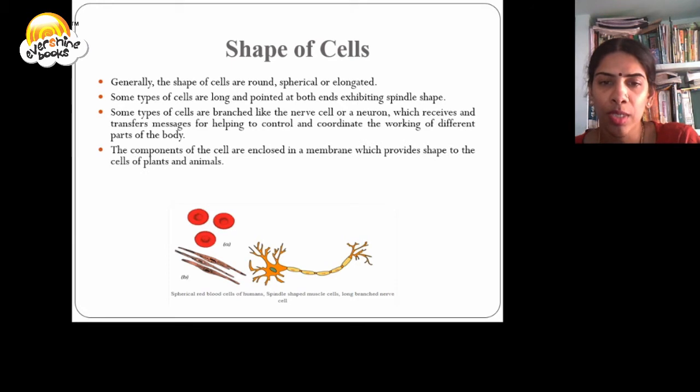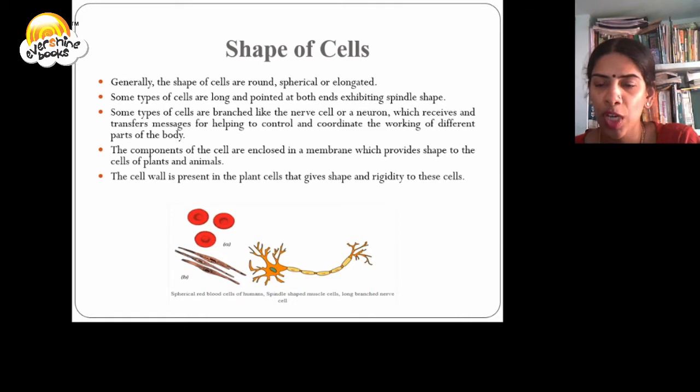The components of the cells are enclosed in a membrane, which provides shape to the cells of plants and animals. The cell wall is present in the plant cell that gives shape and rigidity to the cells.